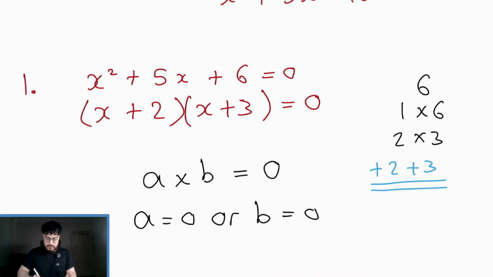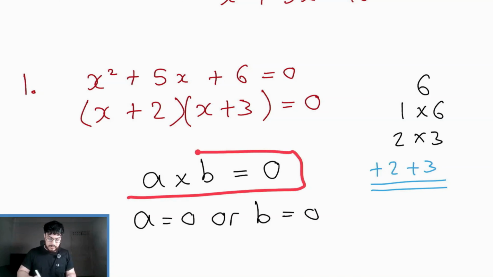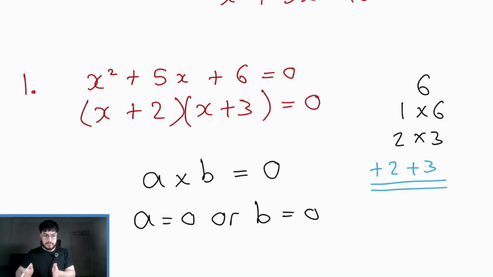We don't know, right? We don't know the values of a and b, but what we can deduce from this equation, if we have 2 numbers multiplied by each other equaling 0, then we know that either this is 0 or this is 0.